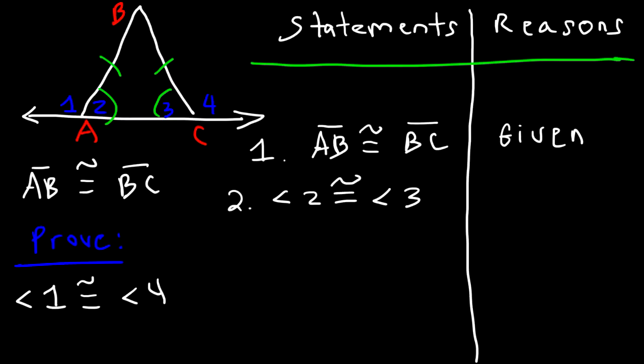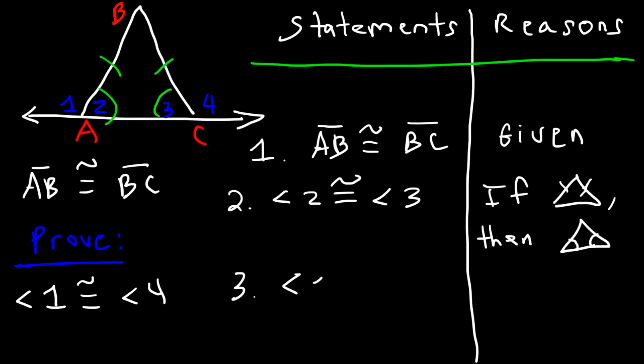Now, what can we write as the reason? So we could say that if the two sides of a triangle are congruent, then the two angles opposite those sides must be congruent as well. So hopefully you could see this. I know my drawing can be terrible sometimes. So that's the reason for statement 2.